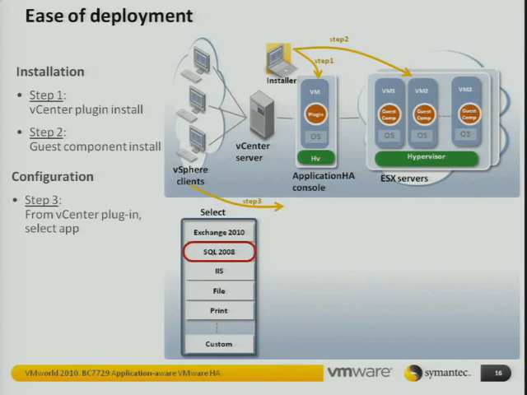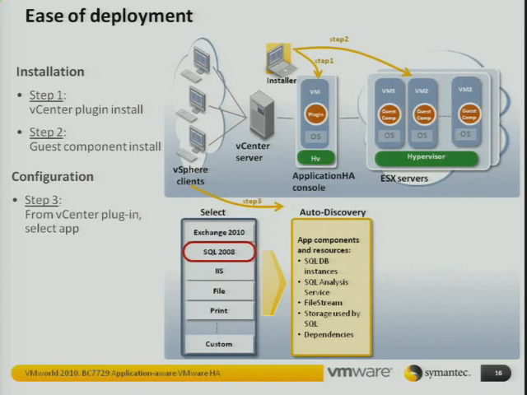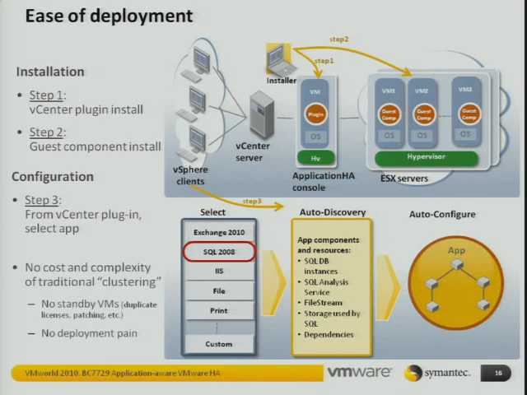The next step, obviously, is to configure those bits, and that's actually even simpler. Once you've installed the plugin, you log into vSphere Client and go to the new tab called Application HA, pick the VM where you want to start app monitoring, and the only thing you really have to do is pick the application for which you want to start the monitoring. Everything else is done behind the scenes. We'll auto-discover all the resources that the application needs. In the case of SQL 2008, for instance, it'll find all the database instances, the various services, the storage mount points it's using, and the dependencies, and basically do the configuration at the back end so AppHA knows what to monitor and what to expect.